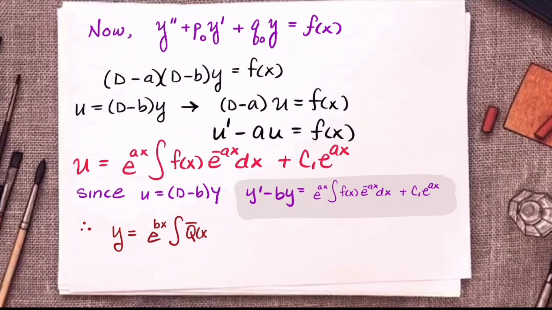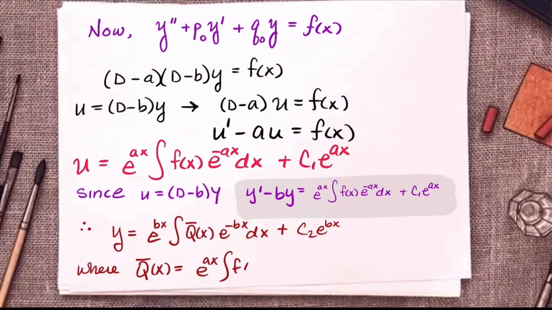So here you'll see me use q bar as a replacement for that entire expression which we used for u. And so there's two integrals, successive integration, that's taking place there, giving us a general solution for y.